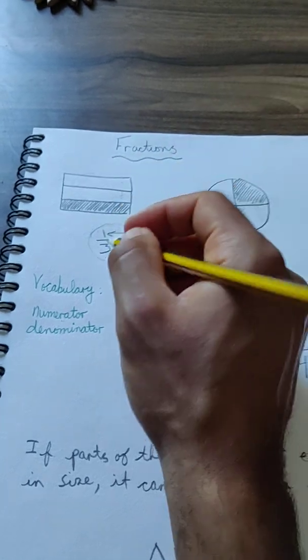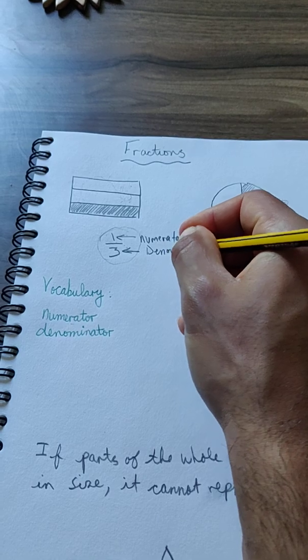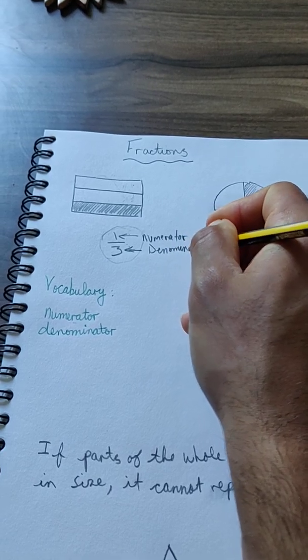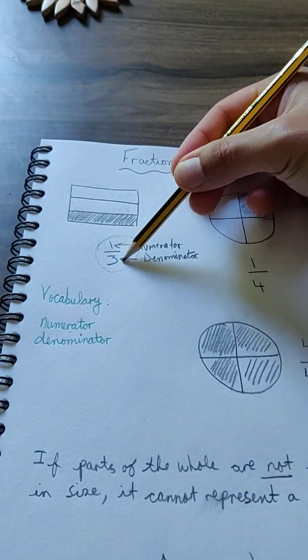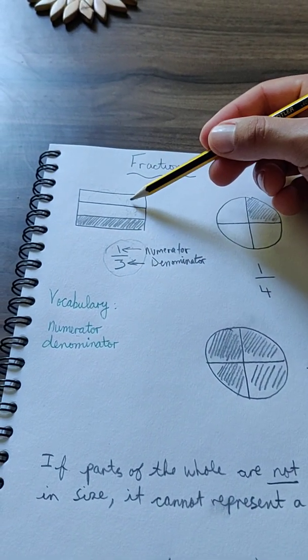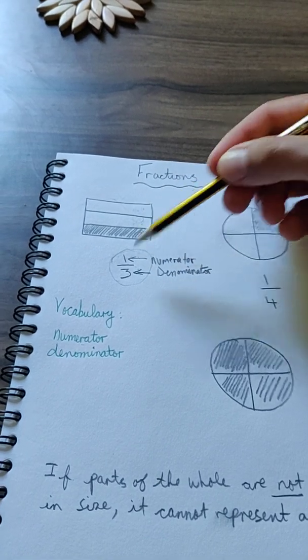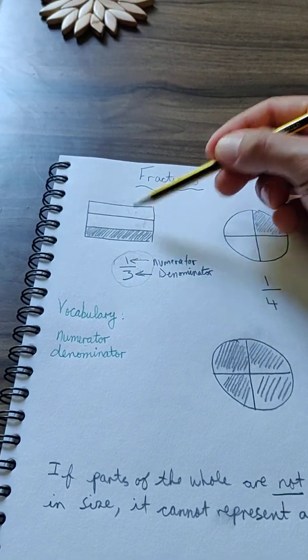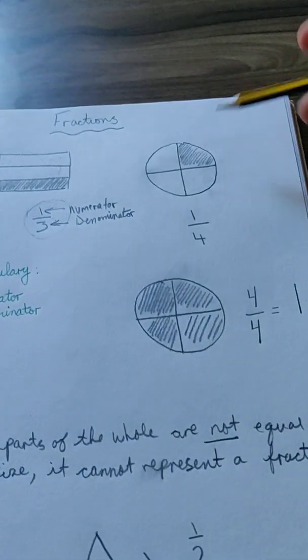Now, my denominator, this number right here. Okay, numerator is on the top, denominator is at the bottom. My denominator are how many parts I split my whole into. So in this case, it's 3. 1, 2, and 3. That's called my denominator.